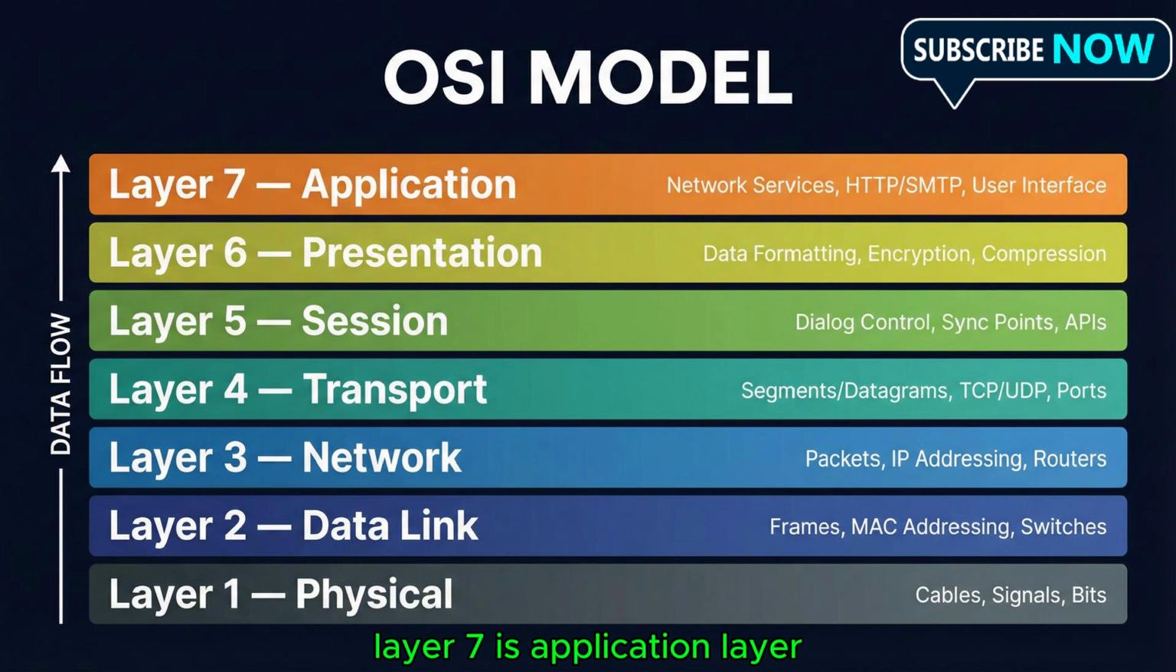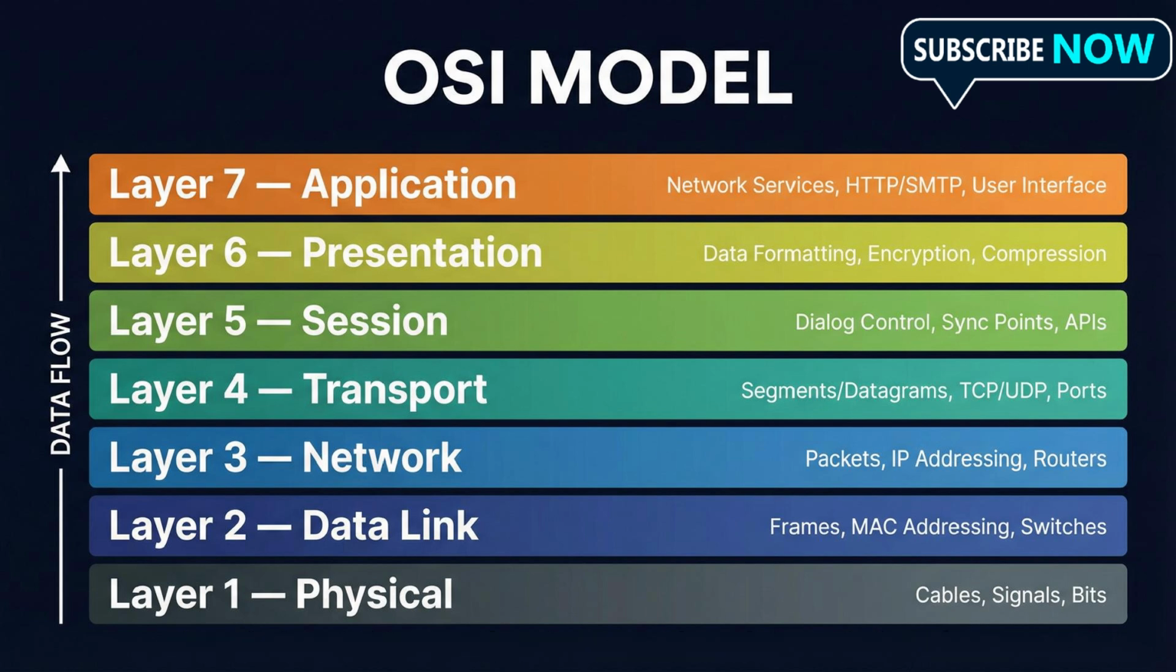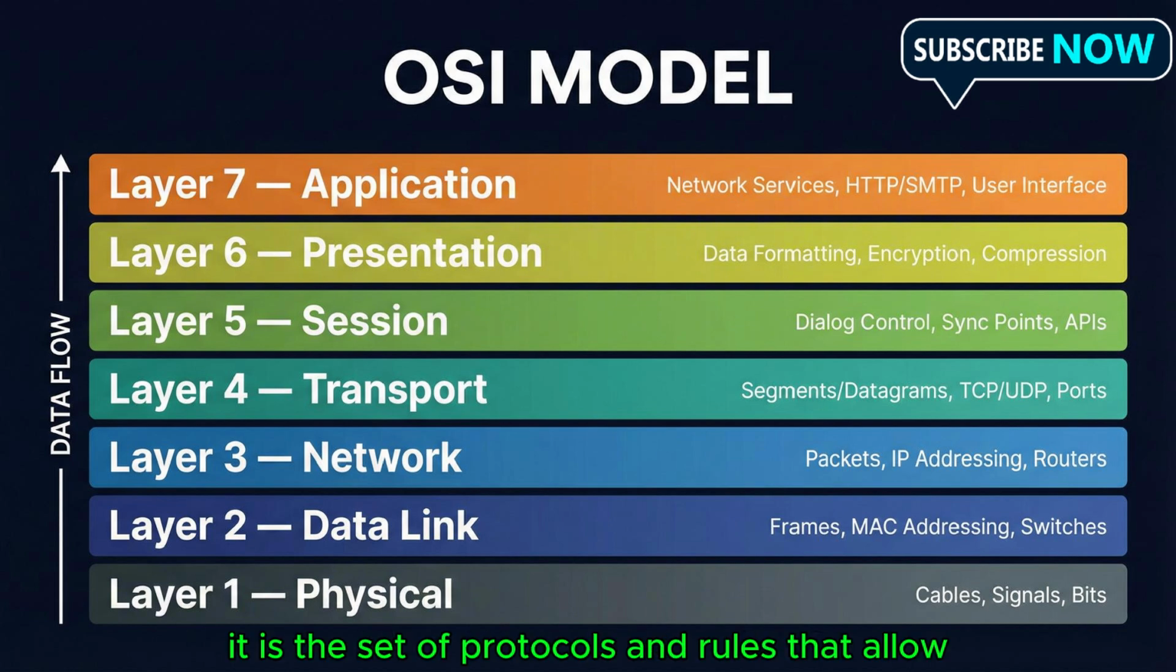Layer 7 is the application layer. This is the layer closest to the end user. The application layer provides the interface through which applications access network services. It is not the application itself, it is the set of protocols and rules that allow applications to communicate over a network.